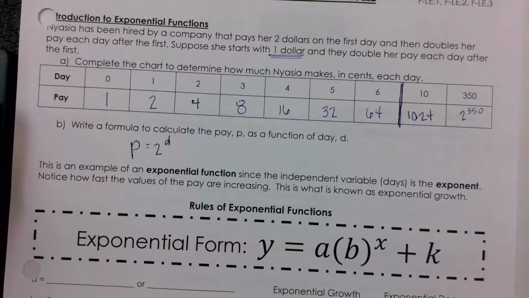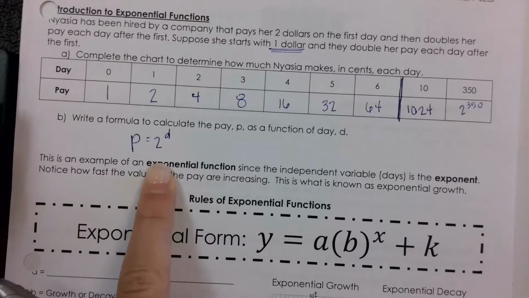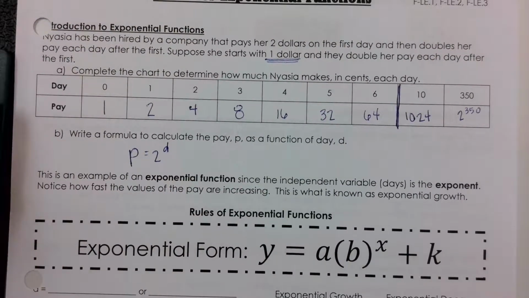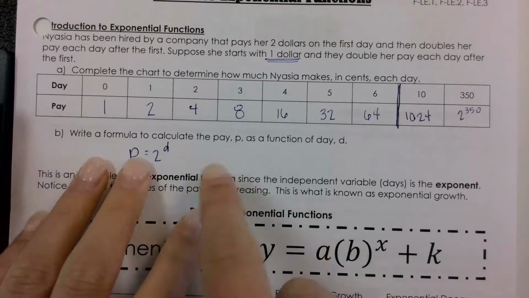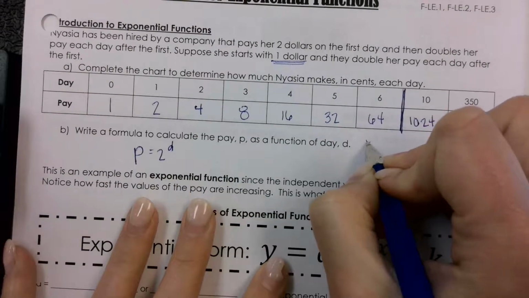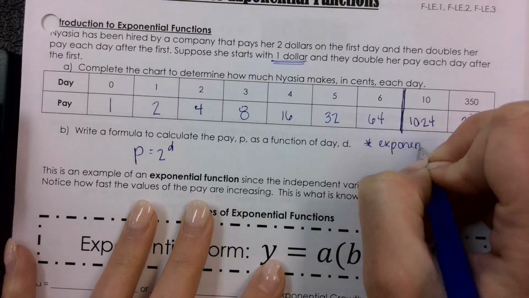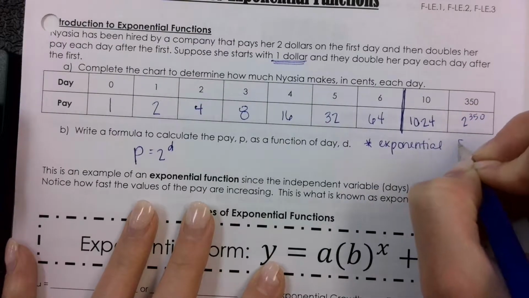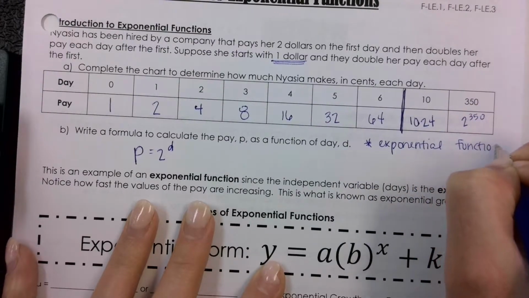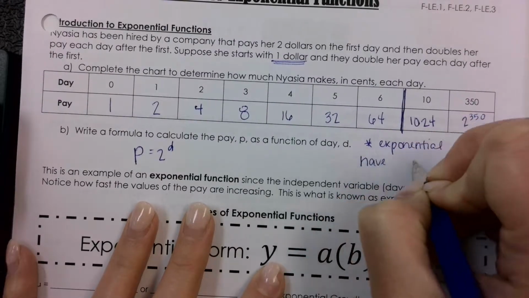All right. So are we good with our rule here? Yes. Okay. So exponential functions are always going to have your variable in the exponent. That's what makes them exponential. So that's what happened here. Our x was our exponent. I want you to jot that down, just so we know that if you have an exponential function, it will always have a variable exponent.